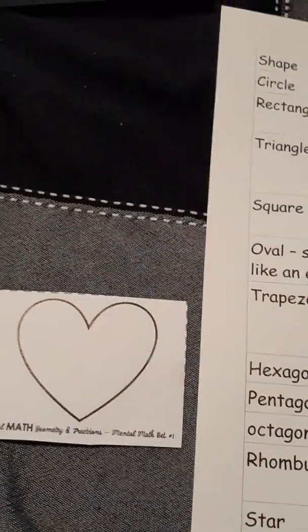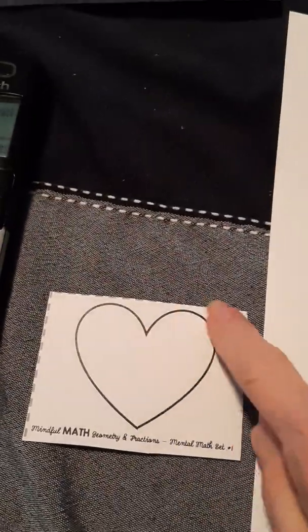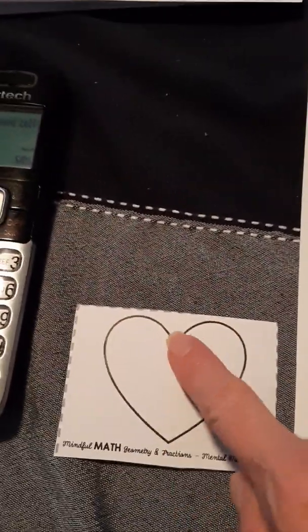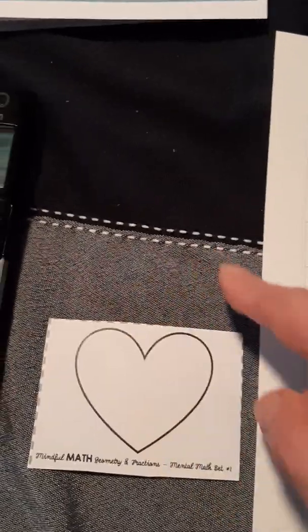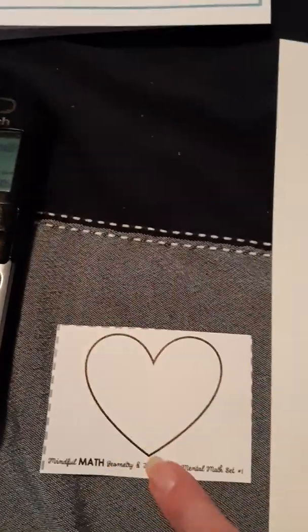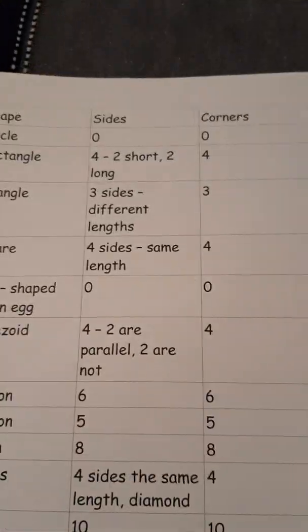Does it have any sides? Interesting. You would say it has like a curved side, doesn't it? It has 2 curved sides. I would call this a corner and I would call that a corner because remember, the corners are where the sides meet. So it's like it's got 2 corners and 2 curved lines. Interesting. I don't have that on my chart.